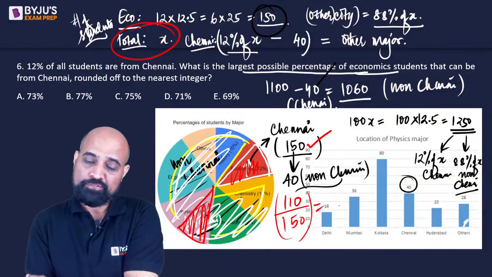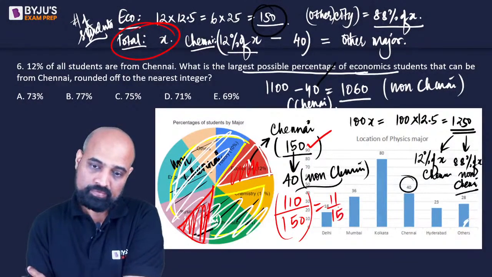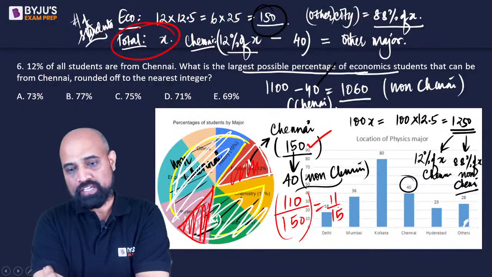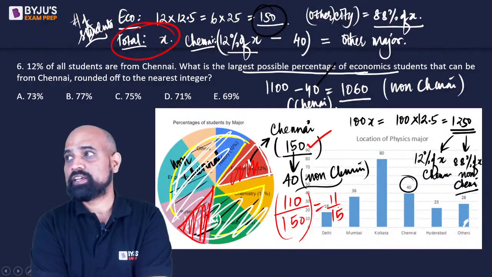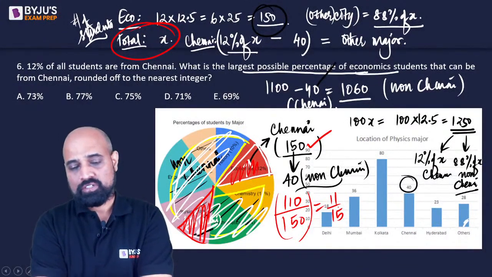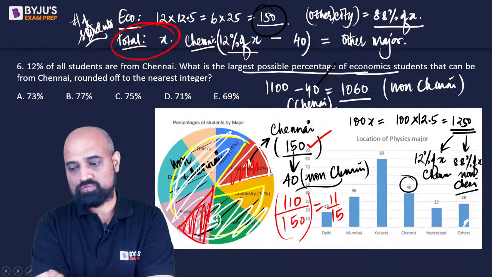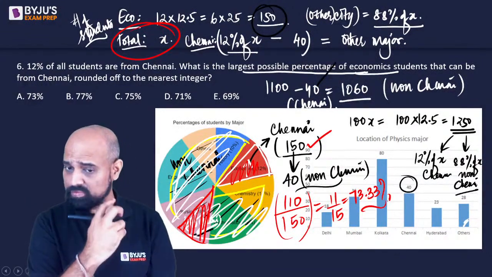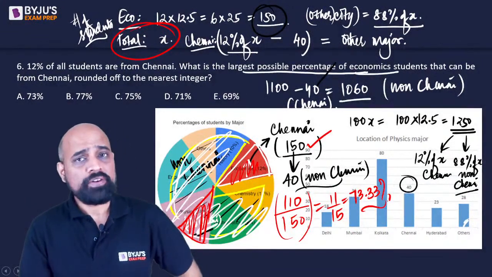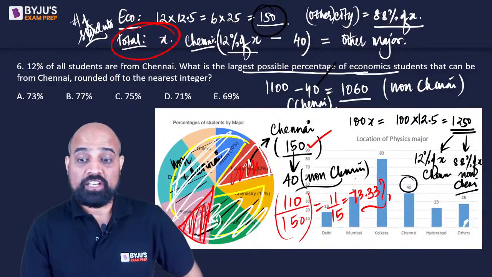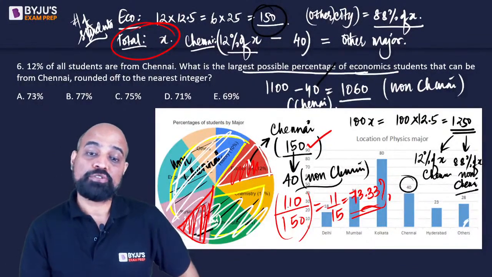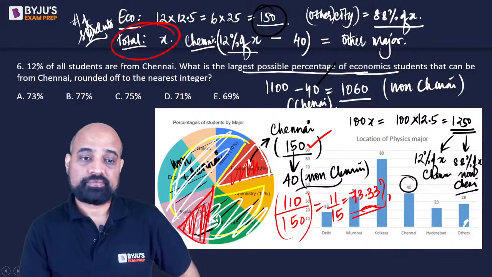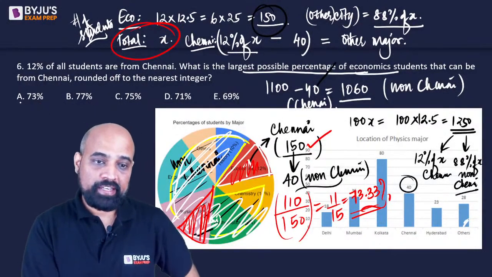What is 11 by 15? 11 by 15 is going to be 70... 73.33. Hmm, 73.33 होता है. So 73.33% is the maximum number of students who can be from Chennai, right? So we get A as the answer.